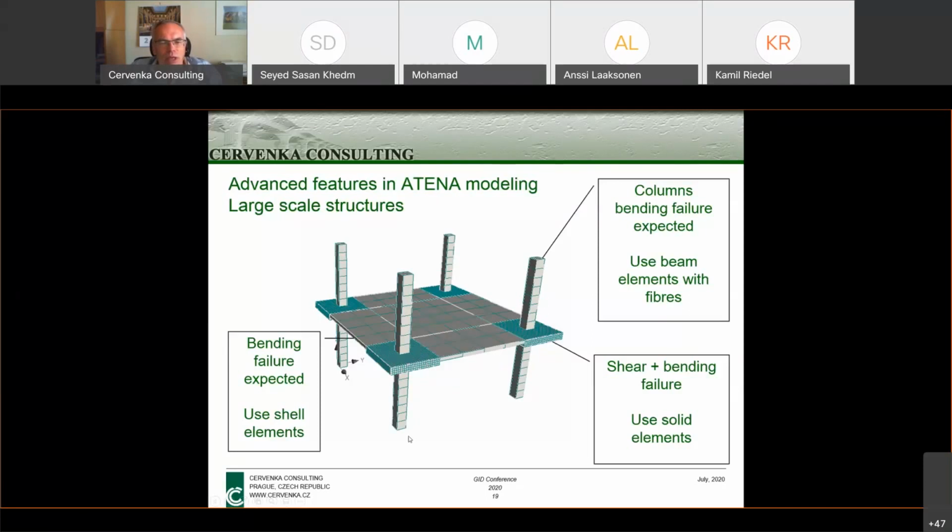And in ATENA, we have all these elements. Here, these columns are modeled by so-called 3D beam elements. We now have also a possibility to model it as 1D beam elements. Similar situation is for the shells. Here you see these big elements in the middle. Those are actually shell elements, which on the outside look like solid elements. They have only displacement degrees of freedom. And this allows for an easy combination and connection to solid elements.